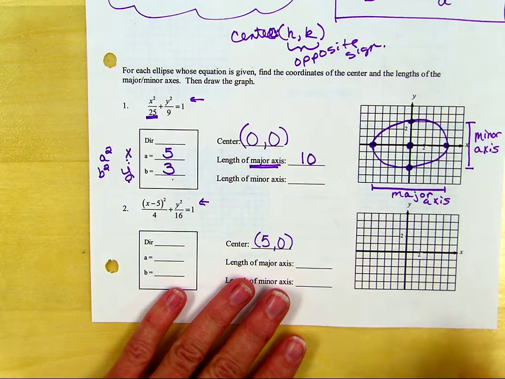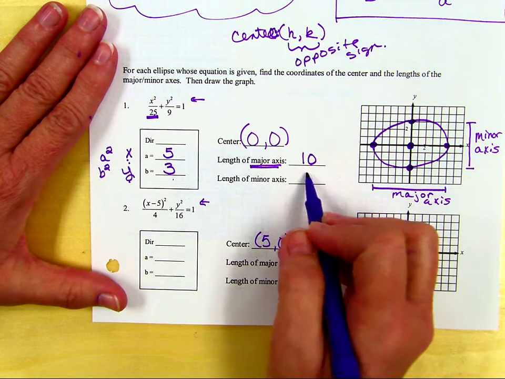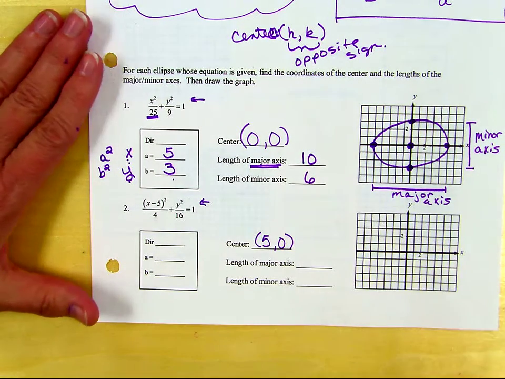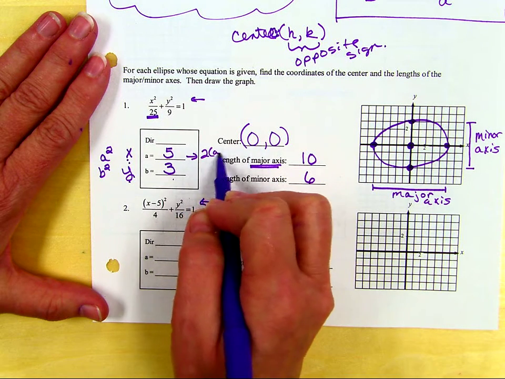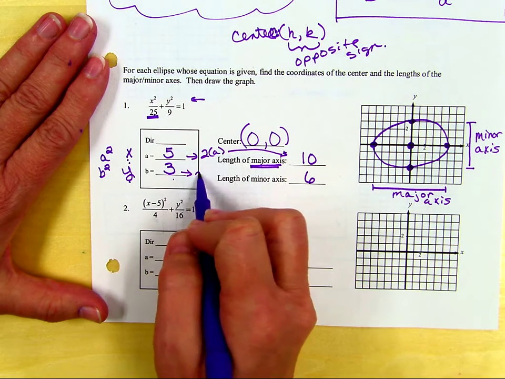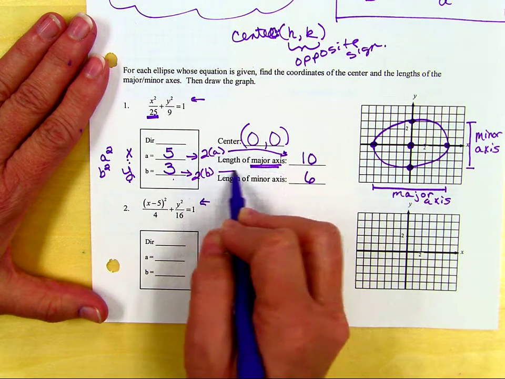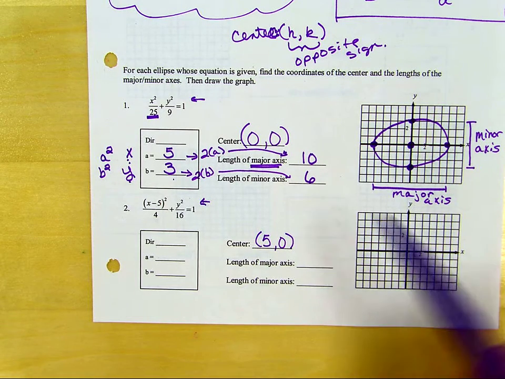Okay? How far is it from here to here? In this case, it is 6. Hopefully you notice that 2 times A gives you the major axis. 2 times B gives you the minor axis. But again, you could just count. Okay? Filling in the direction.